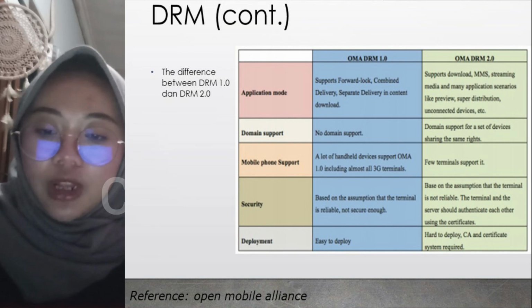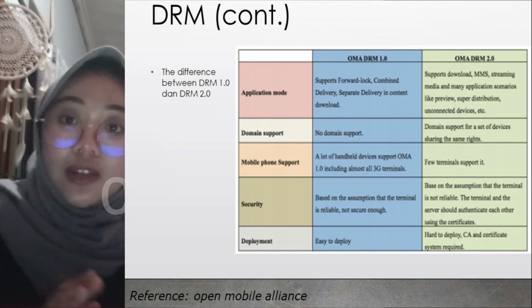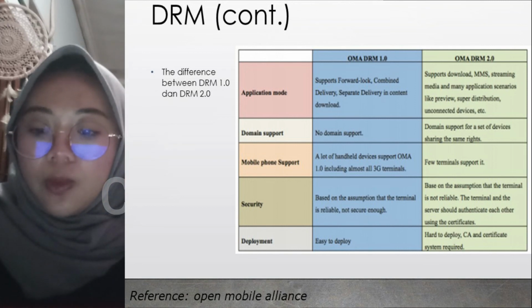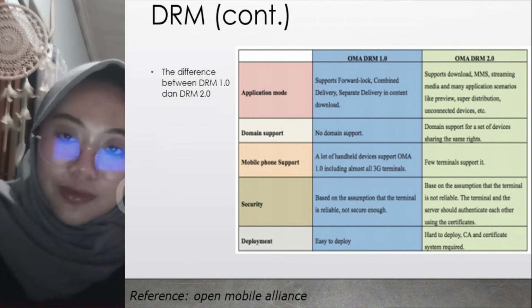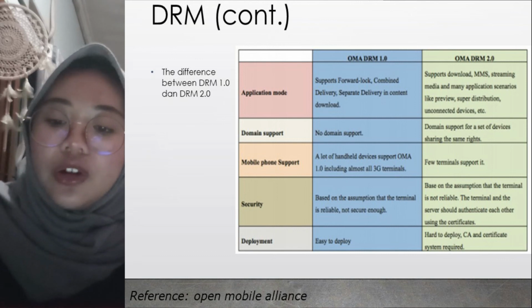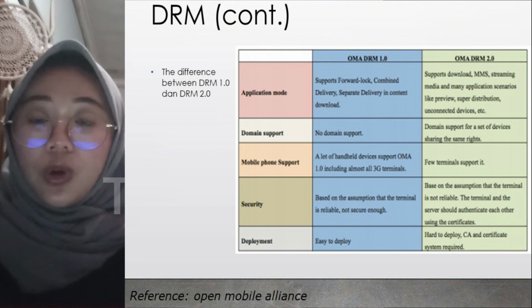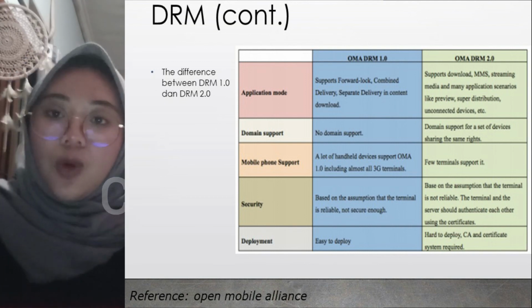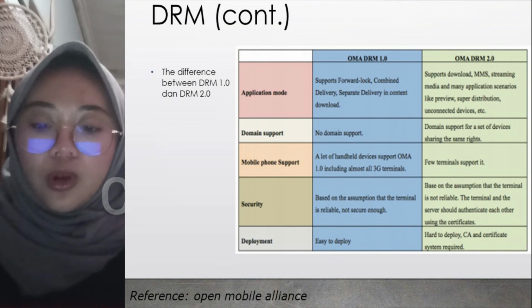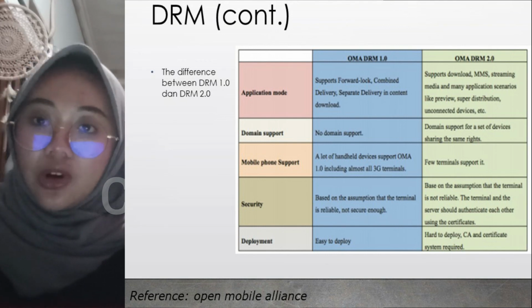In terms of security, the 1.0 is based on the assumption that the terminal is reliable but not secure enough. The 2.0 is based on the assumption that the terminal is not reliable, so the terminal and the server should authenticate each other using a certificate. So that means 2.0 has a better security system than the 1.0. For the deployment, the 1.0 is easy to deploy, while the 2.0 is hard to deploy.